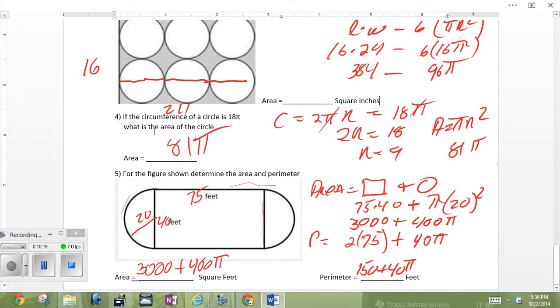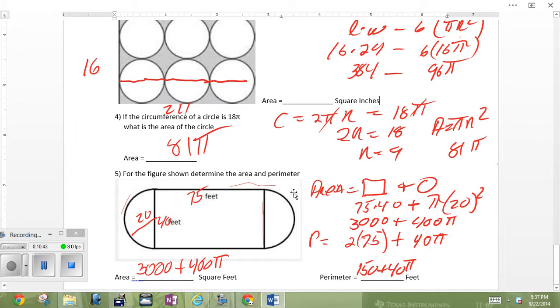Lastly, if the circumference of the circle is 18 pi, well, circumference is given by the formula 2 pi r. 2 pi r is said to equal 18 pi. You solve that, you find the radius is 9. Then it's asking for the area, which is pi r squared. Knowing that r is 9, 9 squared is 81, the area is 81 pi. Leave it alone.